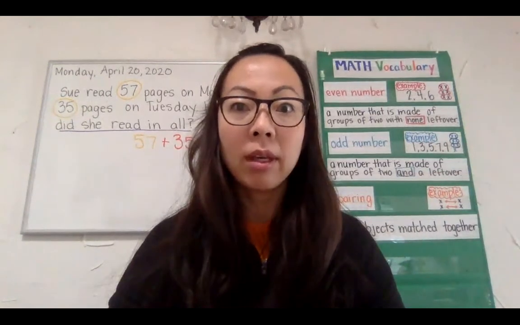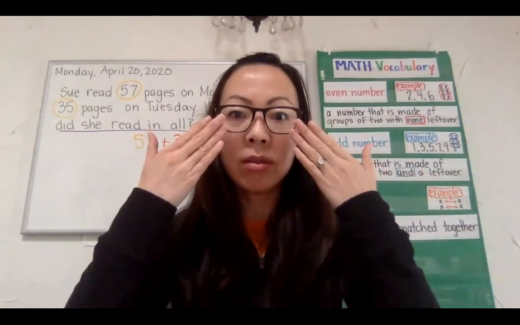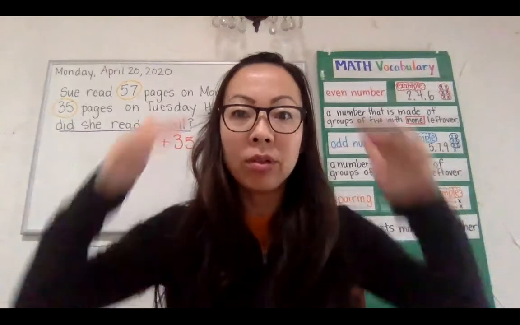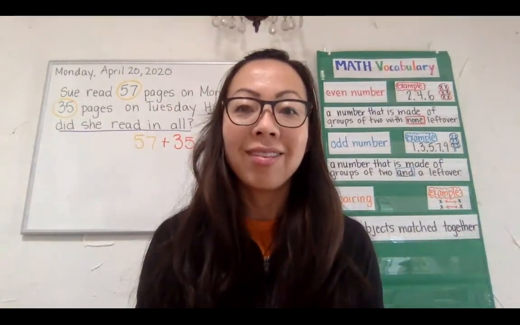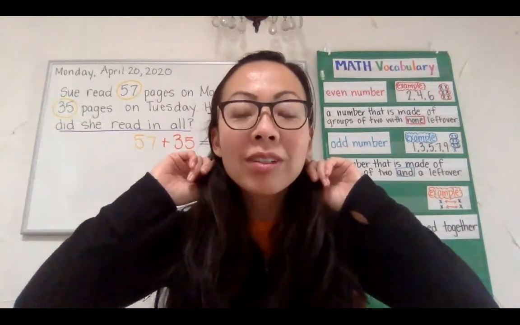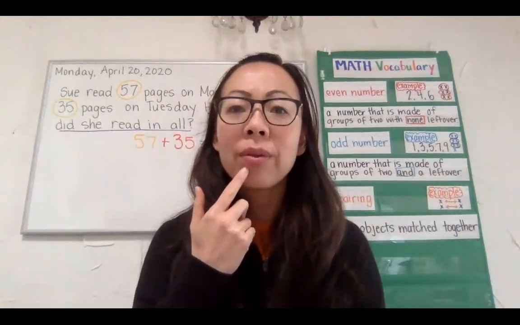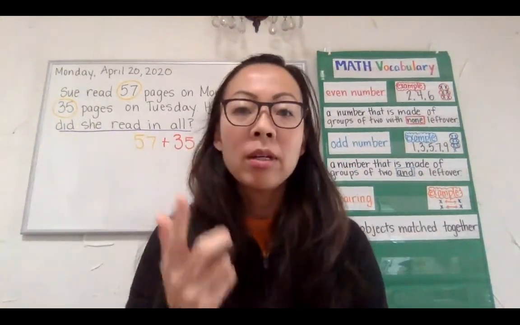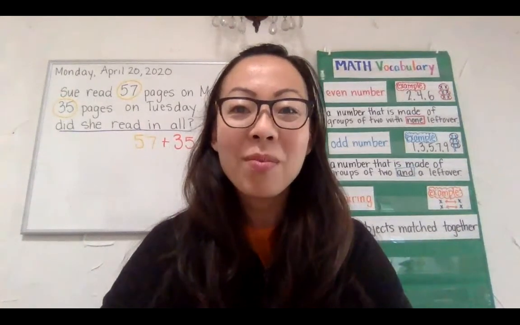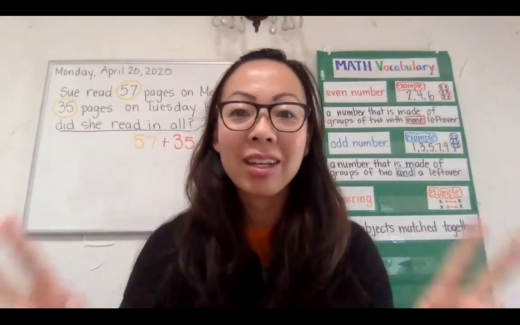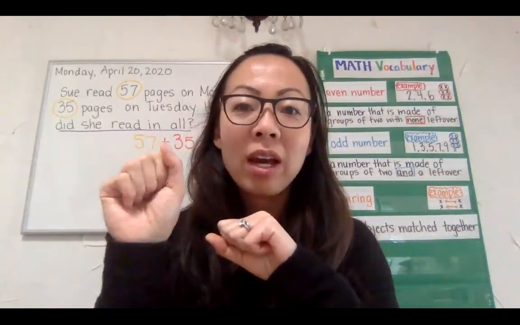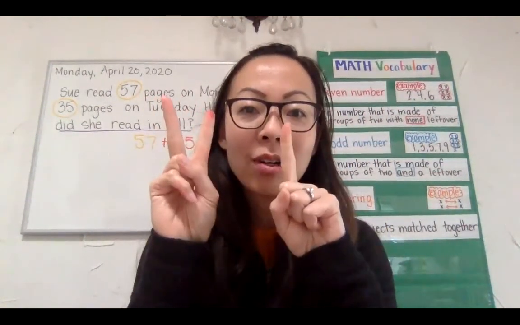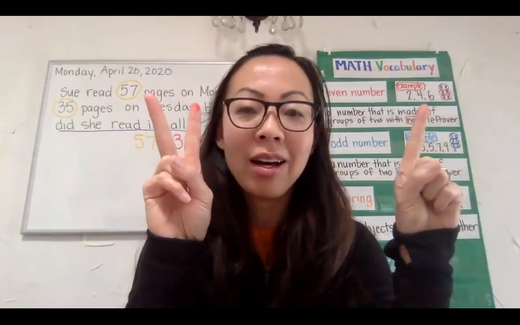Well, I'm just looking at my face and I see I have 2 eyes. I have 2 eyebrows. I have 2 ears, but I only have 1 mouth. I only have 1 nose. So when I think about pairs, I'm thinking about things that are groups of 2 that go together. And if we have 1 left over, that's called an odd number.